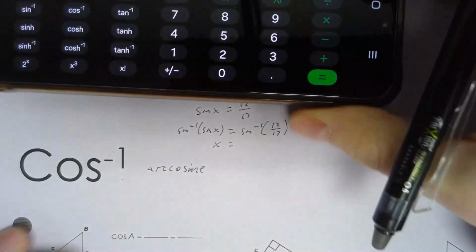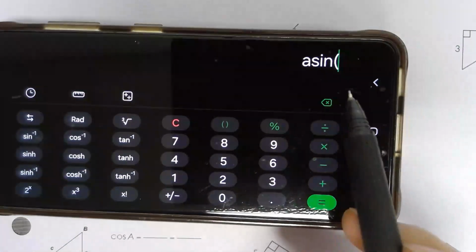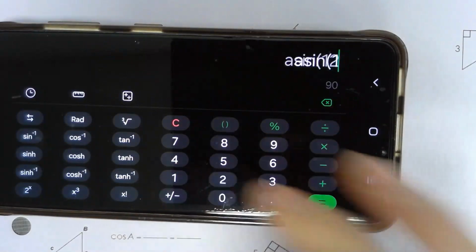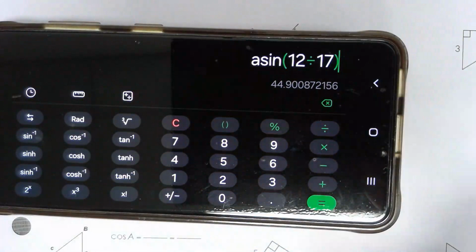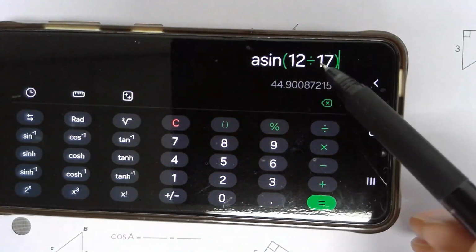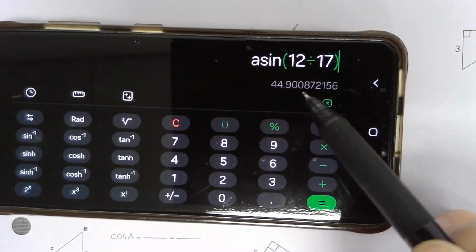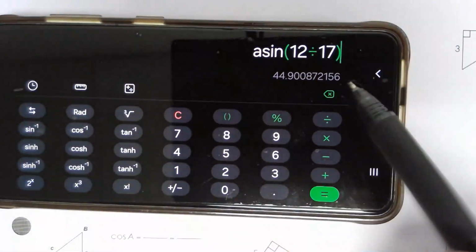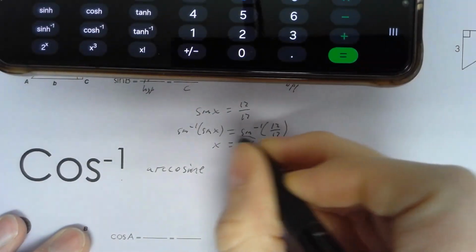So we're evaluating the sine inverse of 12 over 17. So we'll just type it in just like that. Arc sine, sine inverse of 12 over 17. And then we'll close the parentheses. Okay, so that quotient is in the parentheses, 12 over 17. And it gives me 44.9. Got some zeros following that, but 44.9 is my angle measure, 44.9 degrees.